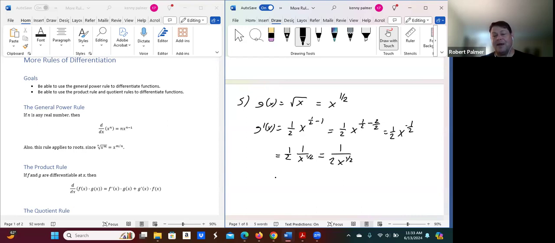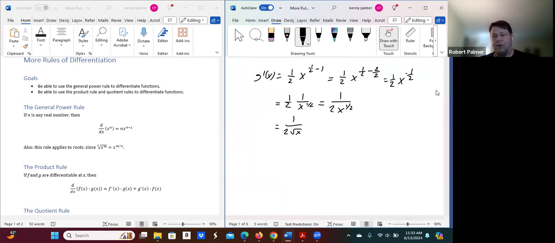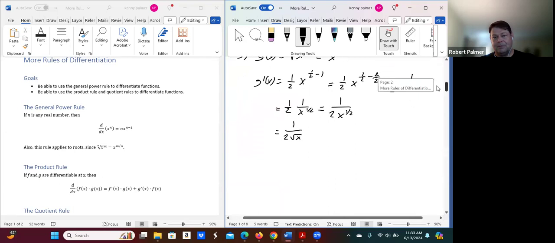And finally, I can put this back as a square root if I want. And so this becomes 1 over 2 times the square root of x. Okay, let's do one more like that one.